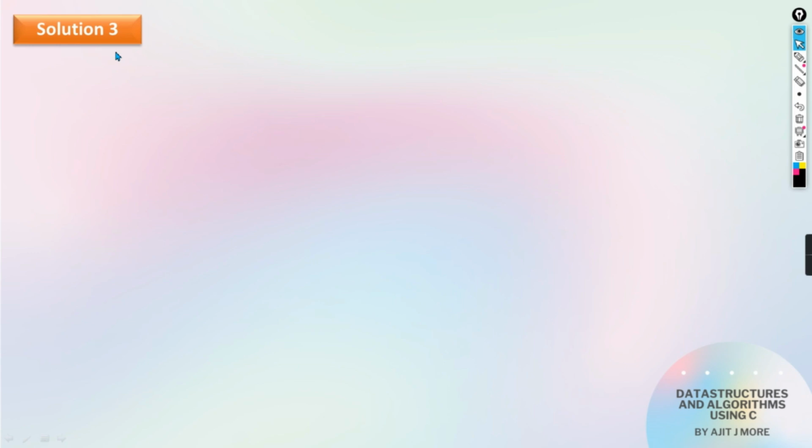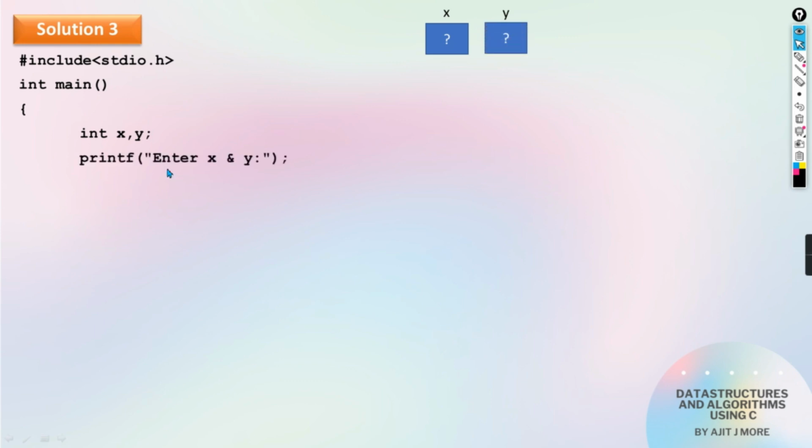Now let's quickly write the program for this third solution. Okay, as usual, we will include stdio.h, then we will write our main entry point. We will create two variables, x and y. See here, for x 4-byte memory is allocated, for y 4-byte memory allocated. Then we will give a prompt message to enter two numbers. We will accept that two numbers by scanf, two integers, and store it at x address, y address, assuming we are going to enter 10 and 20.